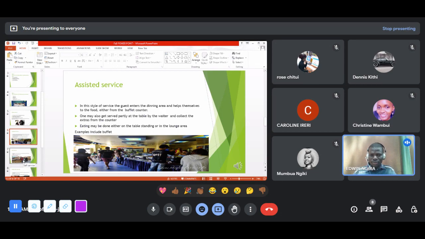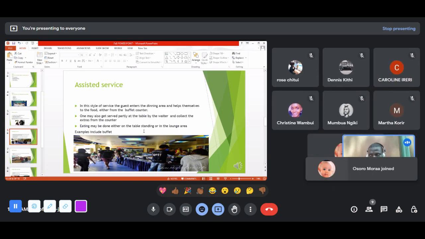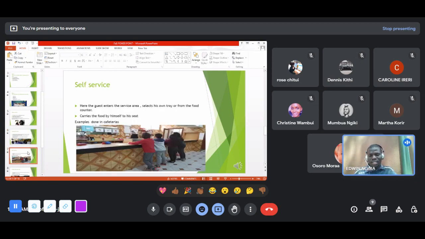So a good example is buffet. This style of service is ideal when you have a large number of people and maybe limited service personnel. For example, during ceremonies like weddings and others, whereby you have so many people coming at the same time. So you need to employ an efficient style that will be able to attend to the needs of all the guests. So that is it.